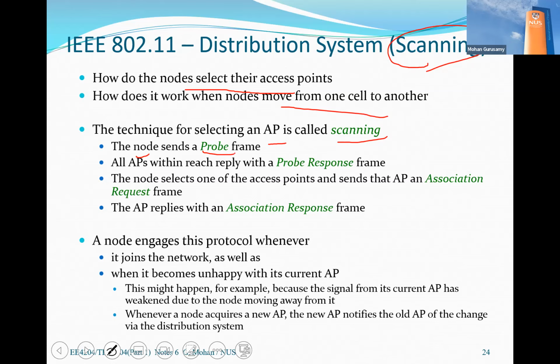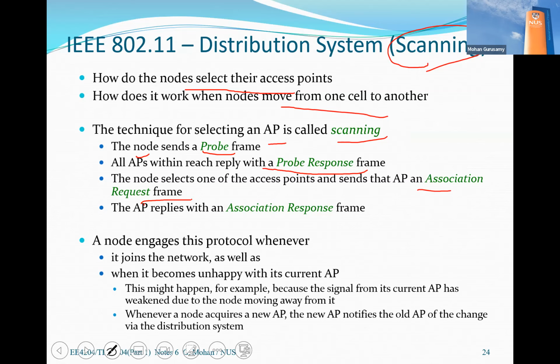You can see your device, when you open it, it can recognize many access points close by. All the access points within reach will respond with a probe response, and the node will select one access point among the others. If it receives a probe response from only one, that should be fine, it will select that one. If it receives from multiple access points, it will choose one among the two or three. Then it sends an association request frame. These frames are special control frames. So very simple.